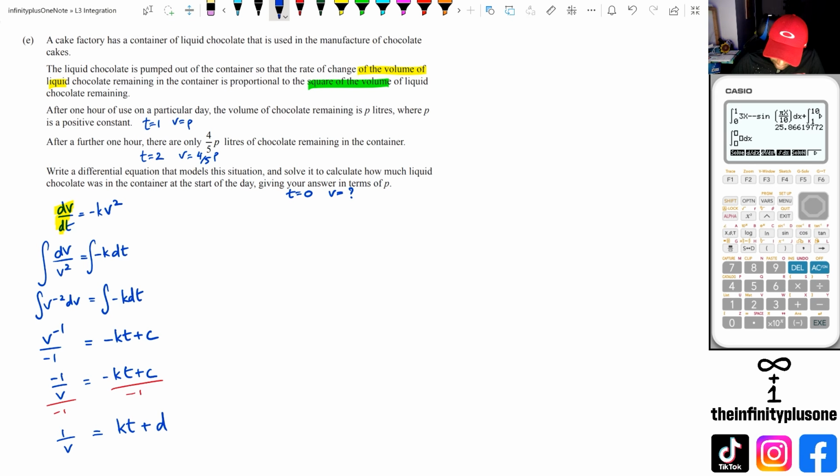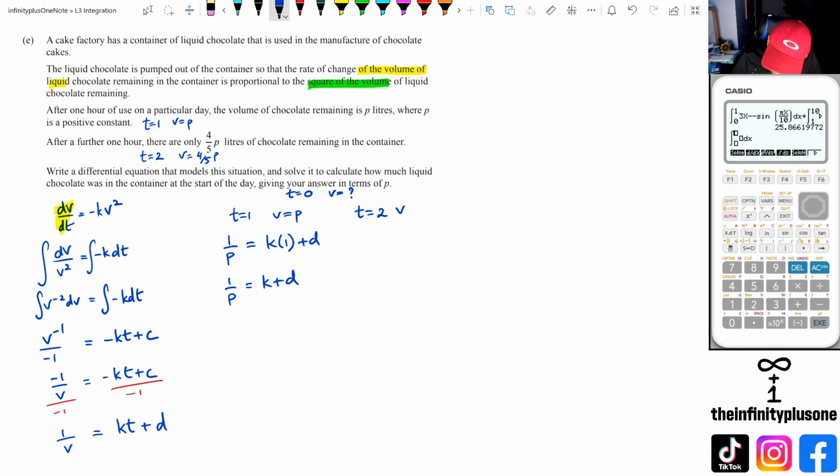So we've got our first initial equation. Now it basically says when t equals 1, V is equal to P. So we've got 1 over P, t is not equal to 0, 1, sorry. We've got k times 1 plus d. So we've got 1 over P equals k plus d. We can't really do anything further here, so we're just going to stop here. And we're going to go to t equals 2 and see what we can do with that.